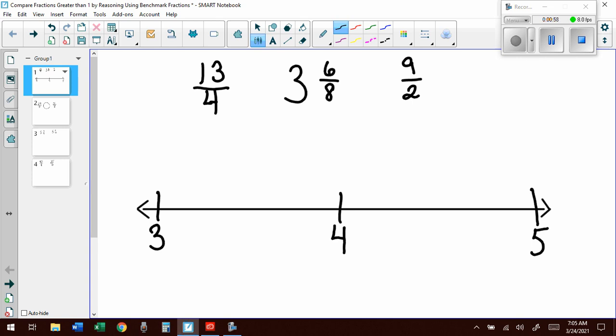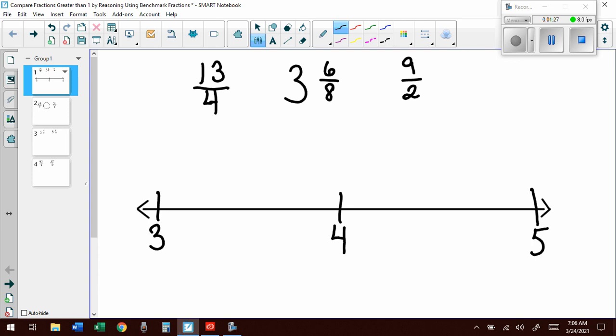When we look at these fractions, there's no real way to tell right away which one is largest or which one is smallest, because they don't have like denominators, and they're not only just a little bit over one whole, but they're a lot over one whole. And there's two improper fractions and a mixed number. So this is where a number line comes in very handy.